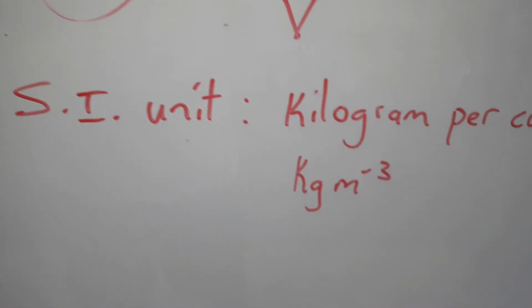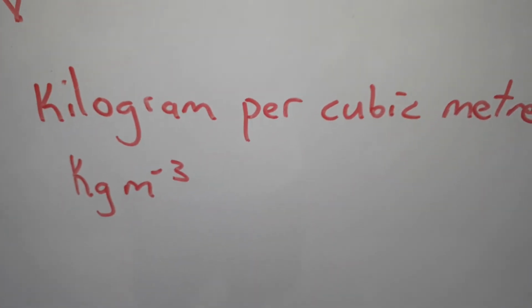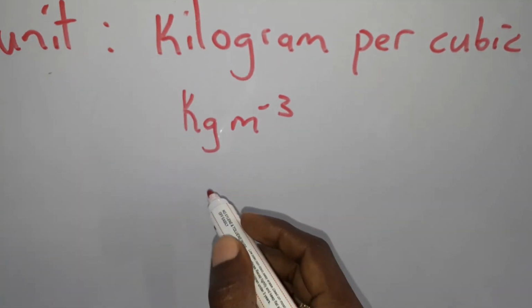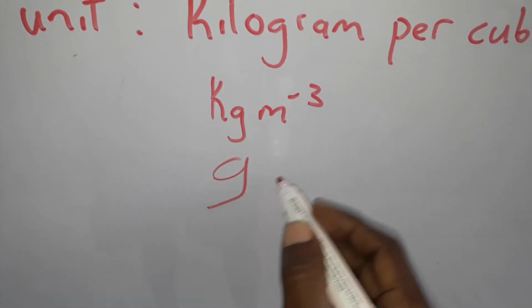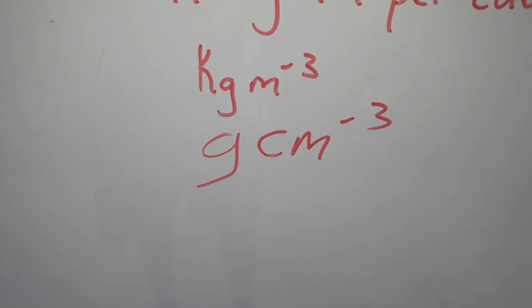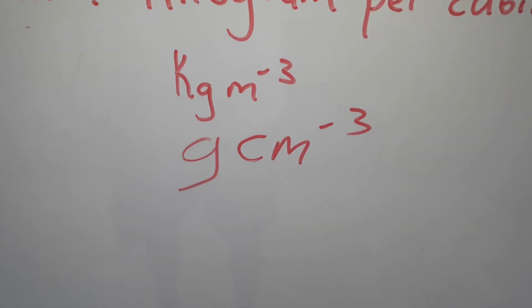The SI unit of density is a kilogram per cubic meter, written as kg m to the minus 3, but there are other units such as the gram per cubic centimeter, which we write as g cm to the negative 3.